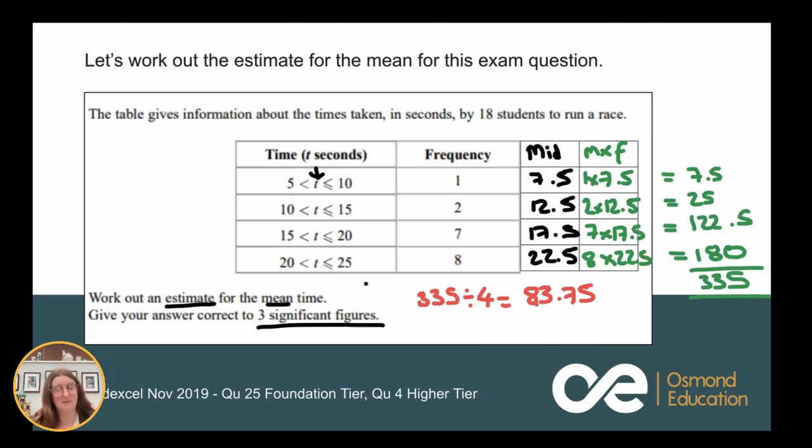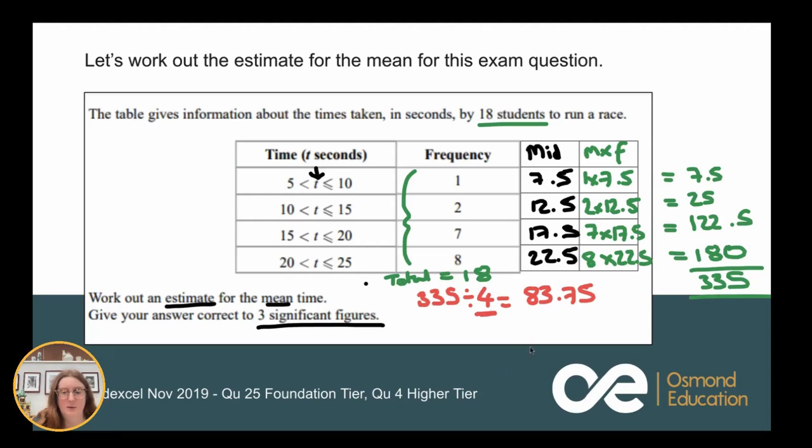This is not a sensible answer for what we're expecting, okay? Our mean, our average, what we're expecting to see is somewhere between 5 and 25 as a number. So the problem is that the students have divided by how many categories and not by how many people are in the test, are in the situation, okay? That would be the 18 students required to run the race. You can also get it from adding up all of this column here. 1 plus 2 plus 8 plus 7. The total frequency is then 18.